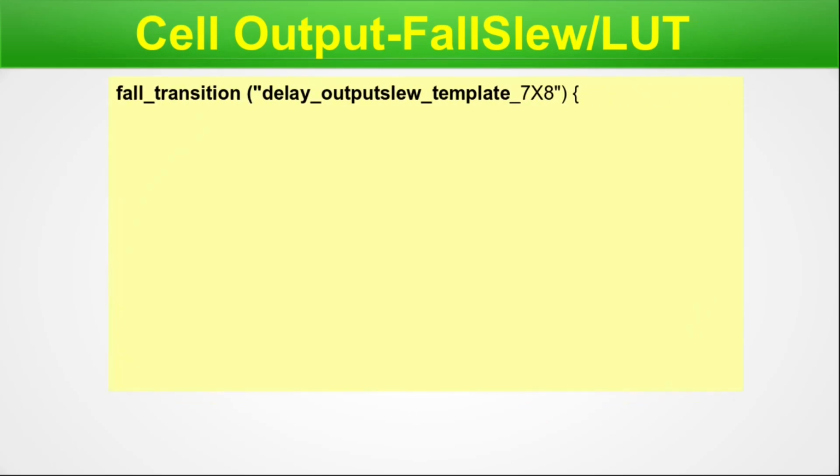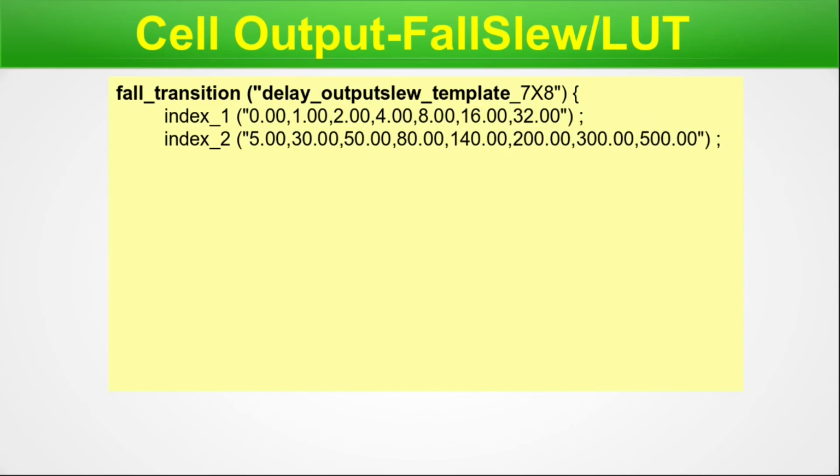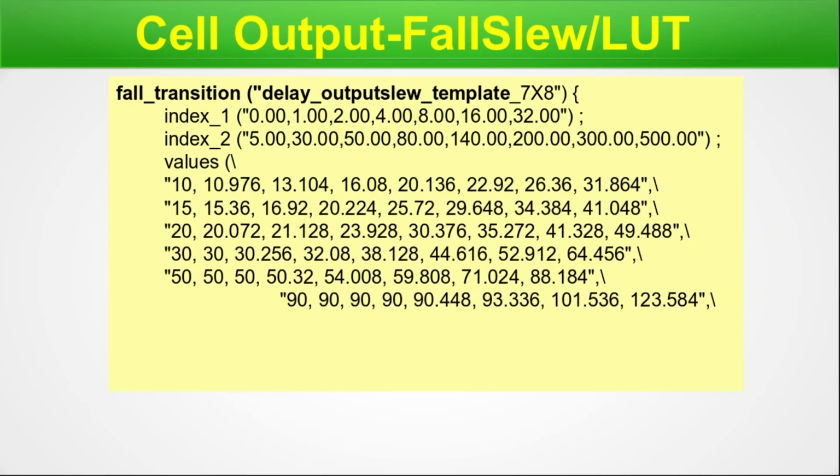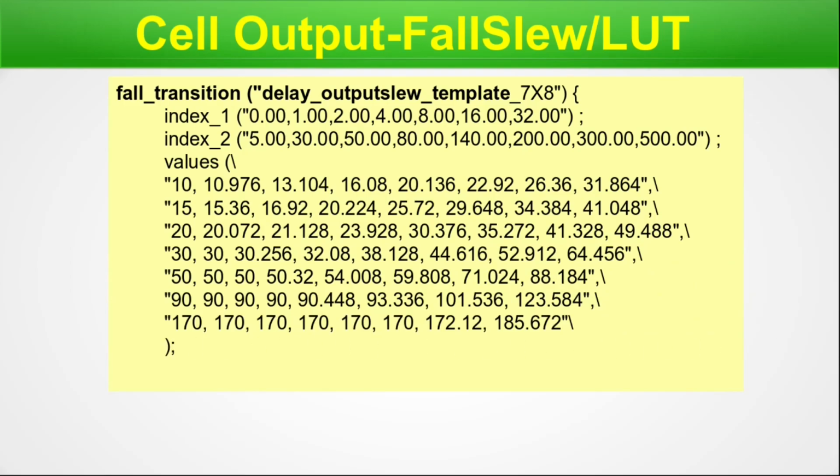Let's move on. Cell Output-FallSlew LUT. Fall transition, delay output table template 7/8. Now here go our index 1 variation, index 2 variation. We start the table values, first row, and then we keep on adding the rows, and the corresponding columns are automatically added. And here we close the table, and here we close the fall transition block. Again emphasizing, this is the output fall time of pin O. We are done with this slide, so let's move on.